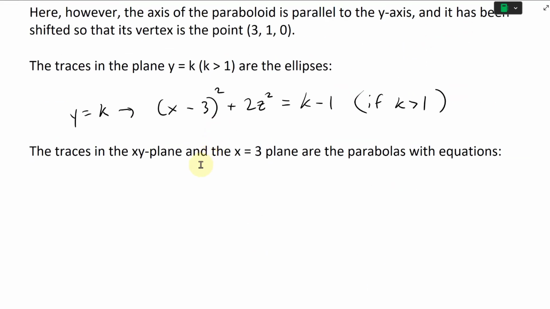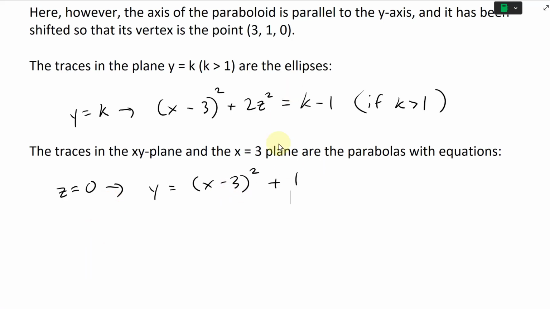All right, going further, the traces in the xy plane and the x equals 3 plane are parabolas with equations, and recall the xy plane. So if you have an x like this, this is y, so this plane is the z equals 0 plane. So we'll put z equals 0. Well, this part vanishes, and this is the y. We'll move the 1 over to the other side. So what we'll actually get is y equals x minus 3 squared plus 1.